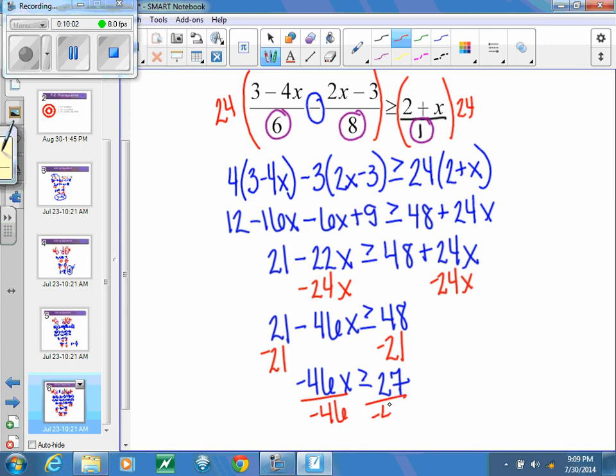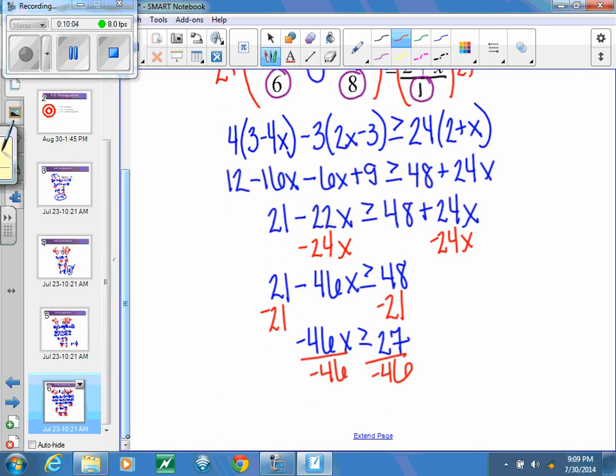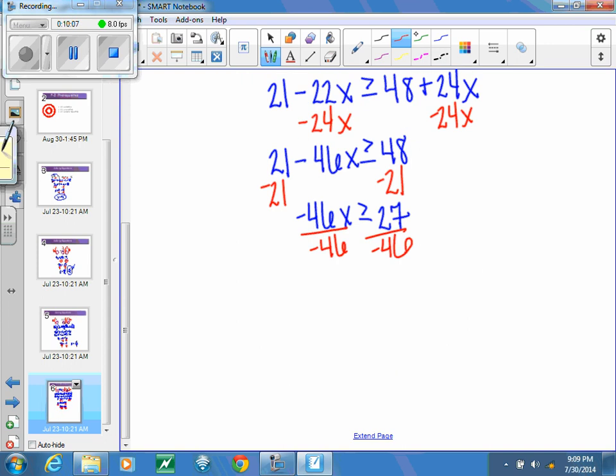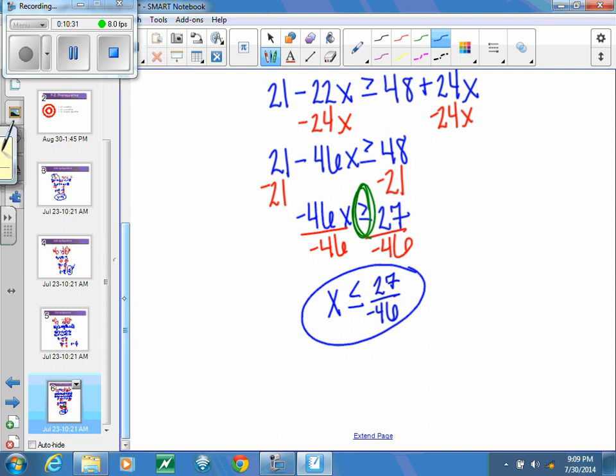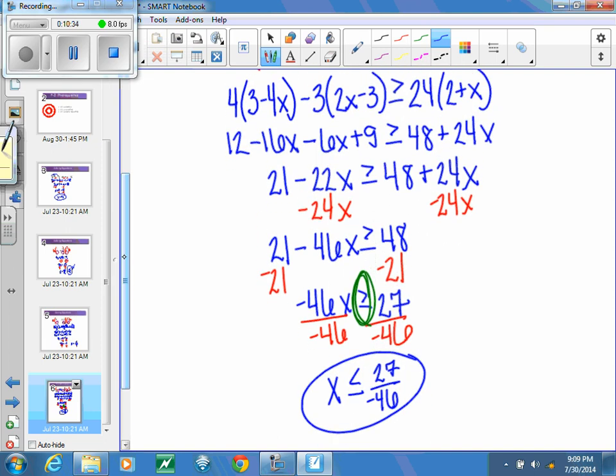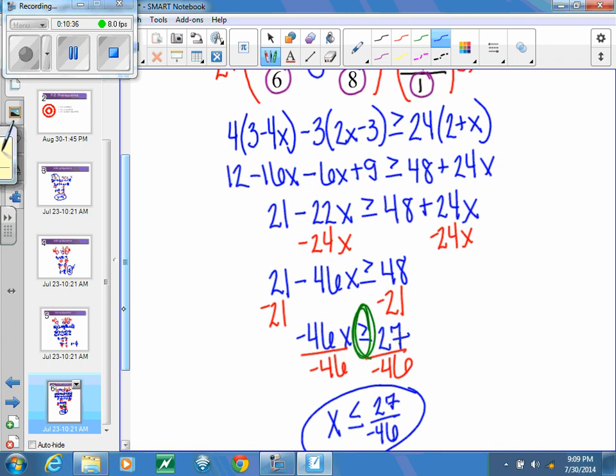And one thing I want you to remember is since we're solving an inequality at this point, because I'm dividing by a negative number, remember that you must switch that inequality around. A lot of times people forget about that part. So now x is less than or equal to 27 divided by negative 46. And when you take 27 divided by 46, double check, see if you can simplify it, which we cannot. So there's our answer. So when you are solving inequalities, just make sure that if you are multiplying or dividing by a negative number, that you flip that inequality around.